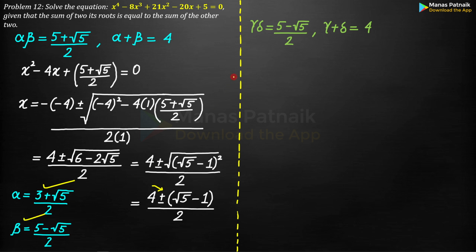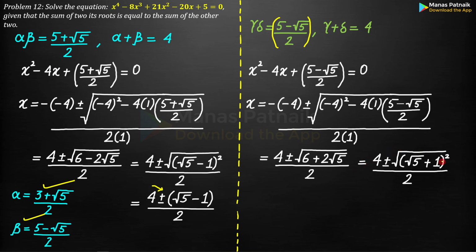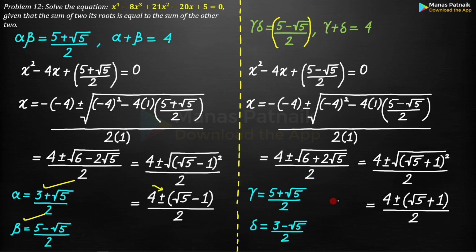Okay. In the same fashion, you can apply it for these two, gamma delta and gamma plus delta. x square minus 4x plus this quantity. Apply the formula. Simplify it. 6 plus root 5. So here we had root 5 minus 1. Here you are going to have root 5 plus 1 and its square. Square inside the root, remove the root. That's what you get. Take the positive sign, you are going to get the result as 5 plus root 5 over 2. Take the negative sign, the result is going to be 3 minus root 5 over 2, and that's the final answer. These are the 4 roots which we were supposed to be calculating.